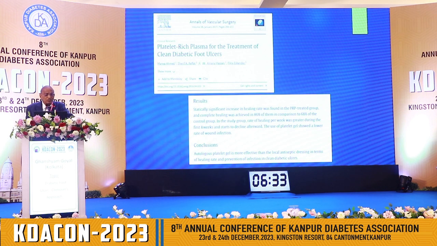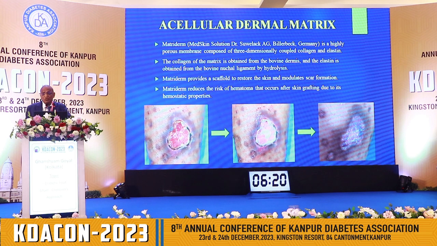And what was the conclusion according to this paper? Autologous platelet gel is more effective than the local antiseptic dressings in terms of healing rate and prevention of infection in clean diabetic ulcers. So very important. So infection is controlled.